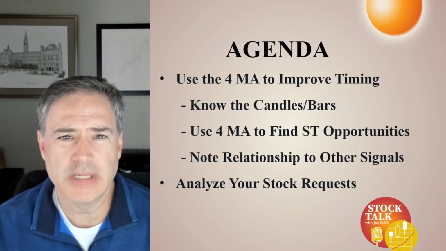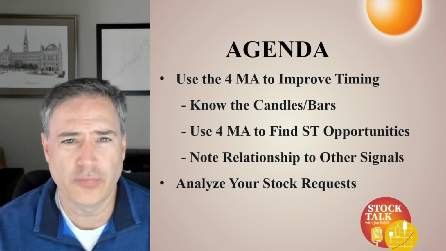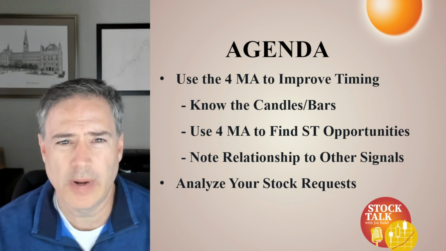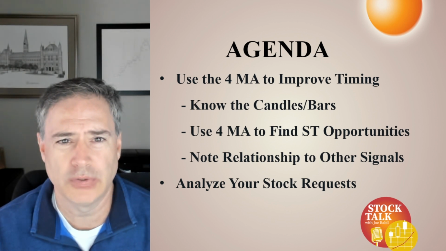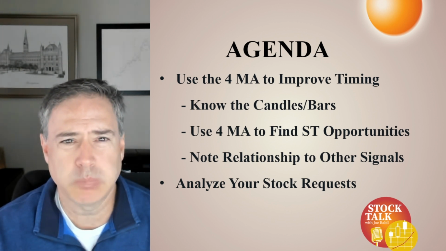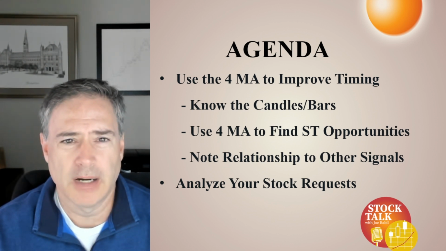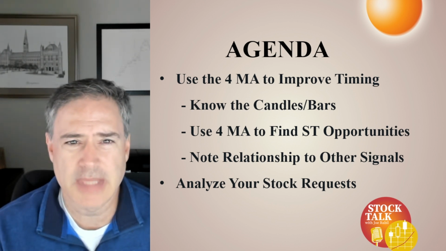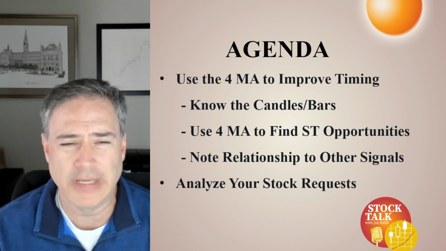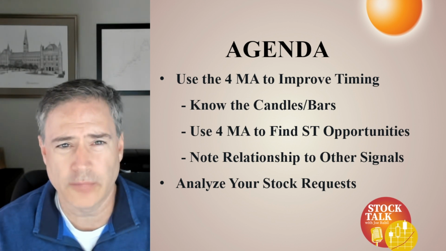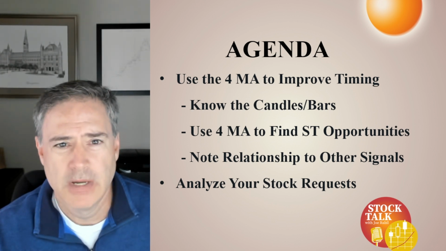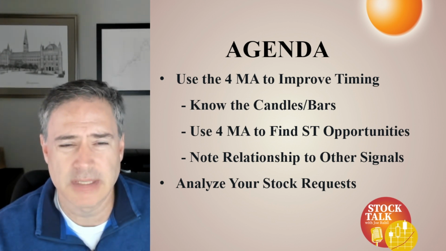I want to use this indicator, this 4MA, to help us look for short-term opportunities. And then we want to place that in relationship to the bigger picture. One of the things I thought I'd mention is that I look at 4 different things on each bar or candle that I talk about in my course. There are 4 different characteristics that I'm looking at. I'm going to go over one of them today, and that's this relationship to the 4. So let's go ahead and get into this lesson now.